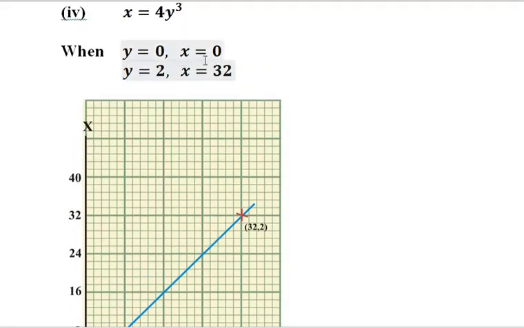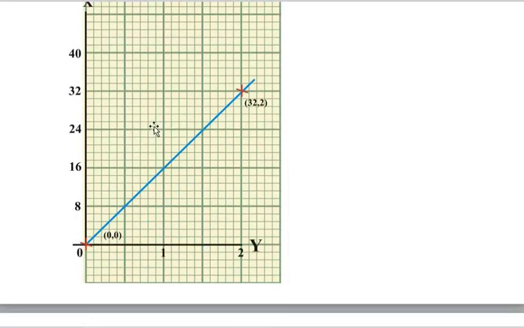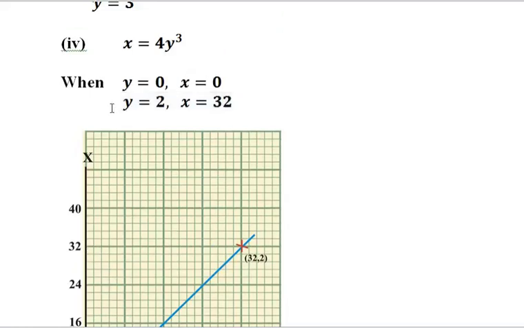Now to plot these ordered pairs where x is 0 and y is 0, our first point of intersection is 0, 0 at this point. So I will mark a red cross at this point where x and y both are 0. Now the second ordered pair, y equals 2 units and x equals 32 units.